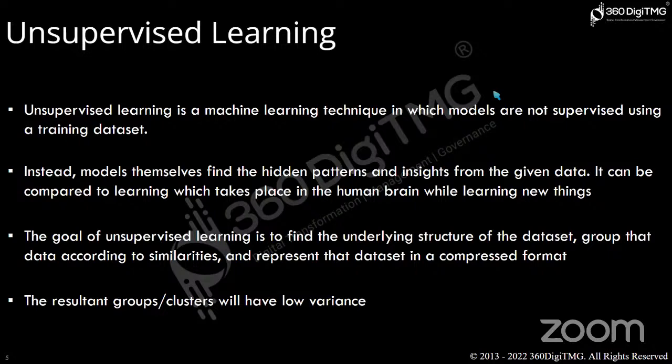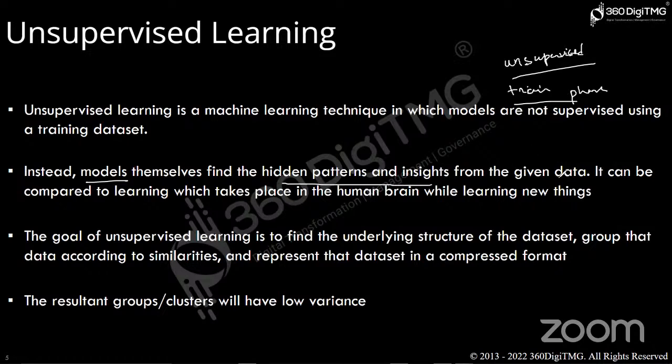So what is unsupervised learning technique? So unsupervised learning is a machine learning technique in which the models are not having this training phase. There is no training phase. Okay, as there is no training phase, we call it unsupervised. There is no supervision phase. Okay, so instead the models, they will try to find hidden patterns and insights present in the data. Okay, natural patterns, you can say natural patterns in data.